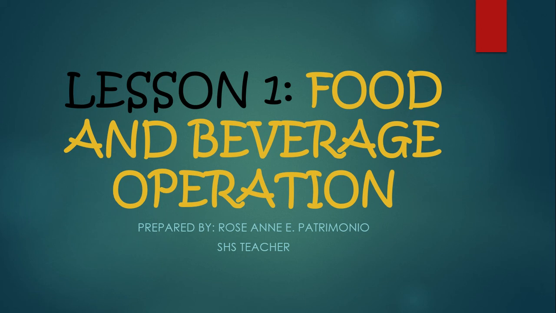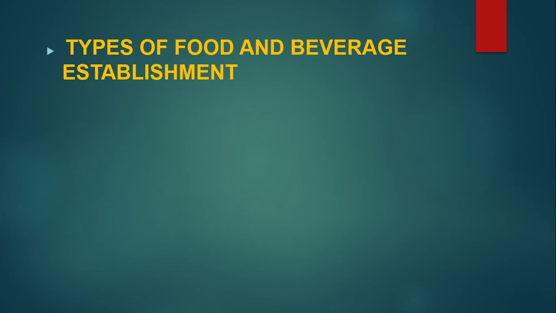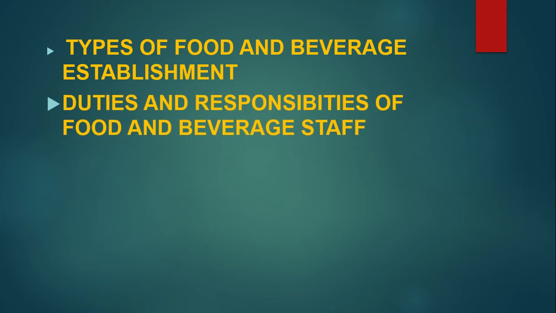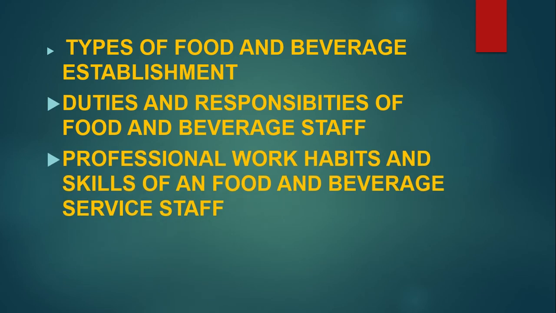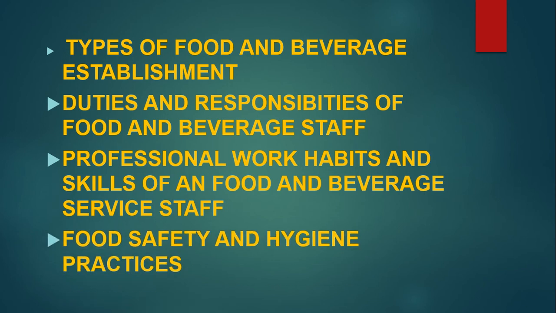Today I'll be discussing Lesson 1, Food and Beverage Operation. Food and Beverage Operation covers the following topics. We have types of food and beverage establishment. Second, duties and responsibilities of food and beverage staff. Third, professional work habits and skills of a food and beverage service staff. And fourth, food safety and hygiene practices.